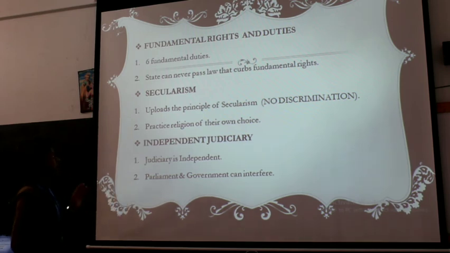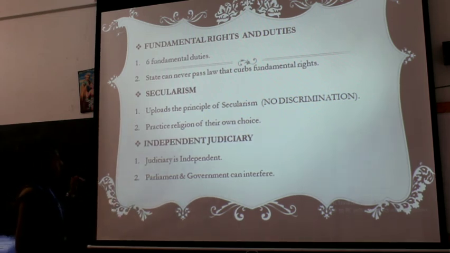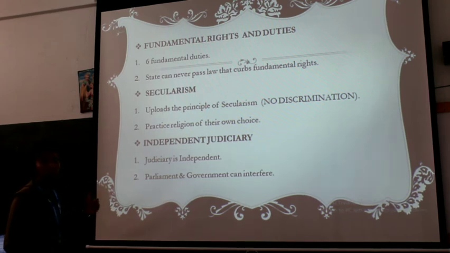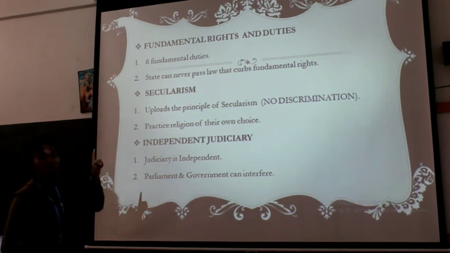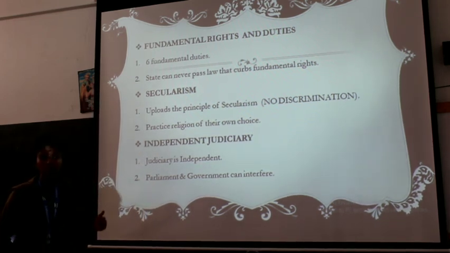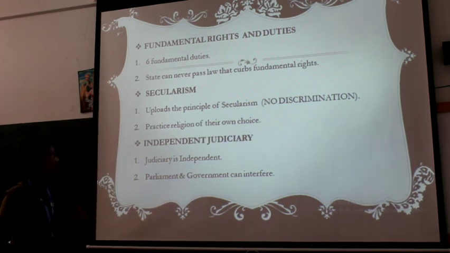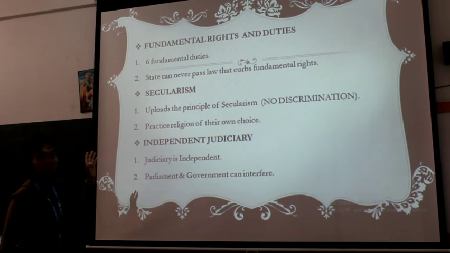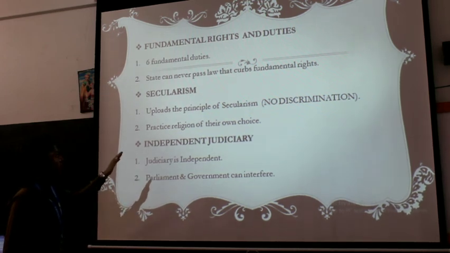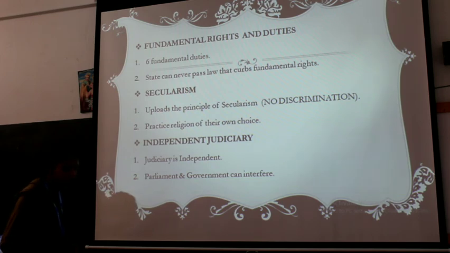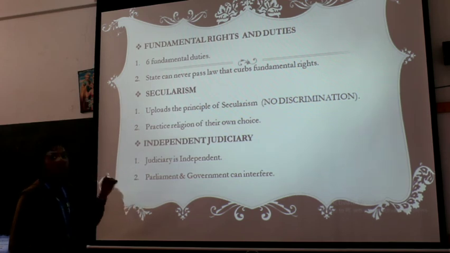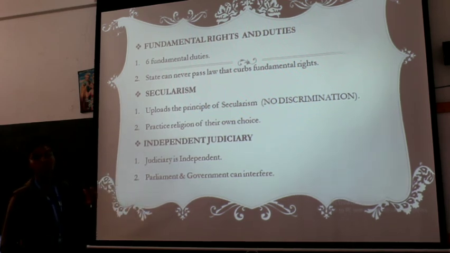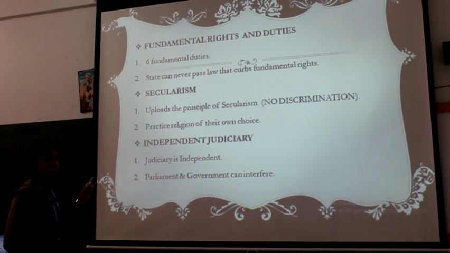Alright. The next is secularism. Okay, the next important feature is secularism. As the word itself tells you, secular. We are a secular country. It upholds the principles of secularism, which is there is no discrimination irrespective of what caste you are, what religion you are, where you're from. Alright, so the principle of secularism, there is no discrimination. Practice of religion of their own choice. In our country, there is no force to practice only a particular religion. Okay, so it's the individual's choice to practice whichever religion they want, let it be Christianity, Hinduism, Muslims, etc. Okay, that is about secularism.